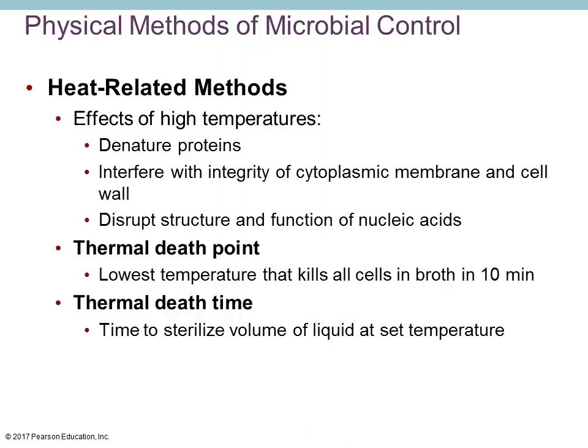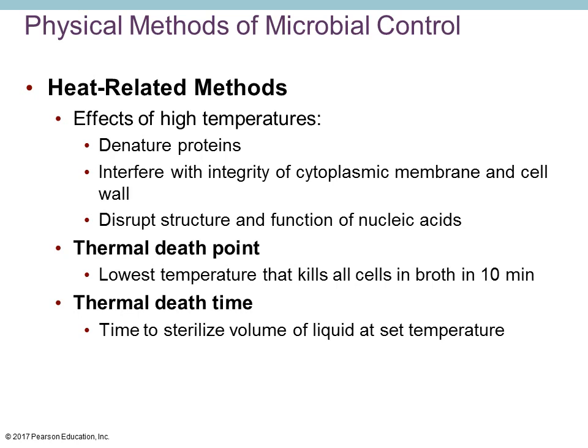What are some physical methods for controlling microbial growth? Heat. If you use high temperatures, that's going to denature proteins. If you denature proteins, they're no longer functional. If they're no longer functional, that means all of your various chemical reactions that are dependent on them cannot occur, and that's going to end up killing the cell.